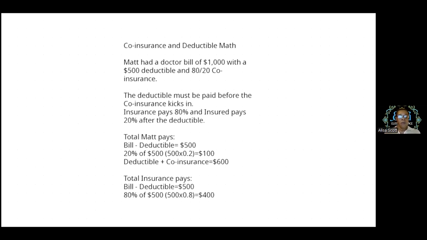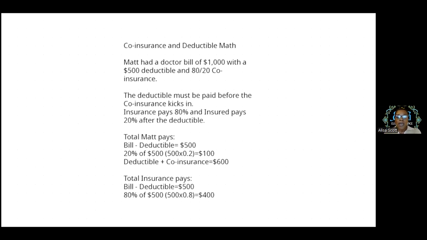You'll take the amount of the bill, if it's more than the deductible, and subtract the deductible from that first, because the insured or client has to pay their deductible first. So the bill was $1,000. Matt's deductible was $500. So you're going to take 1,000 minus 500. That leaves $500. Matt, the insured, is responsible for 20% of that co-insurance after the deductible is met. So to determine that amount, it's going to be 20% of 500, which is what was left. On a calculator, you will put in 500 times 0.2. That will give you $100.